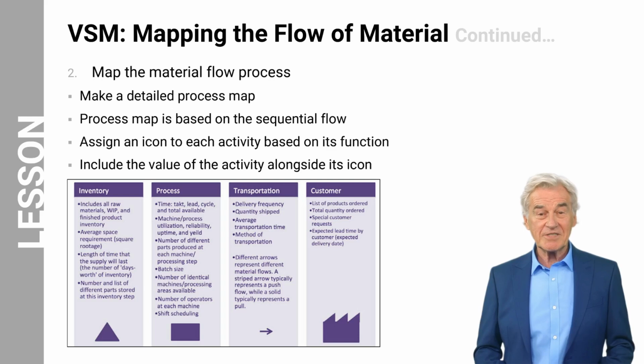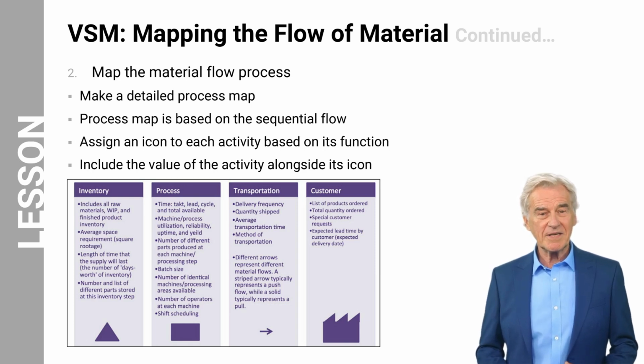The second step is to map the material flow process. The team should make a detailed process map, which looks like a flow chart. The process map is based on the sequential flow, not the physical location of processes within the facility. Based on the function of each step, an icon is assigned to each activity, along with the value of the activity. A set of standard icons is shown in the figure.